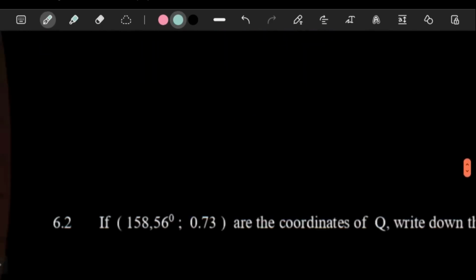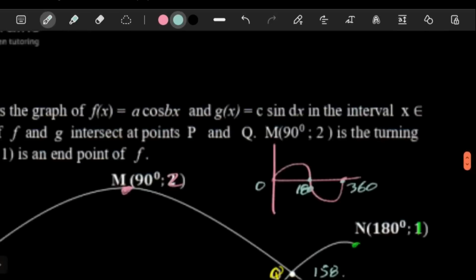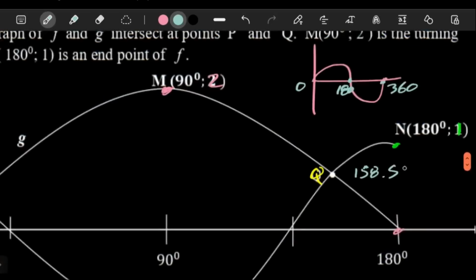This is 158 point what? 158.56, right? That's what you get here. And then this is 0.73. Now the big idea is the following.